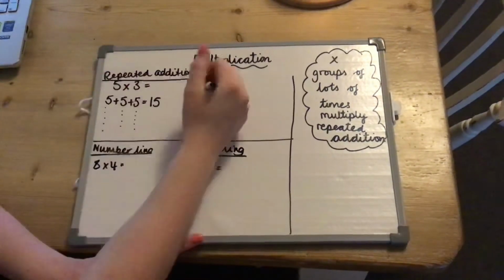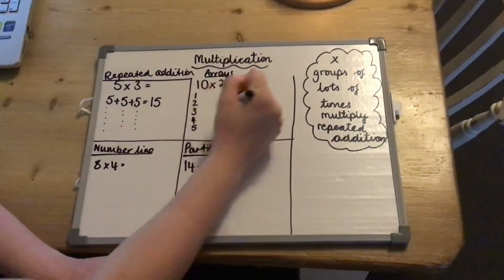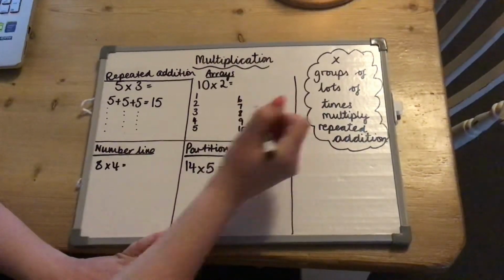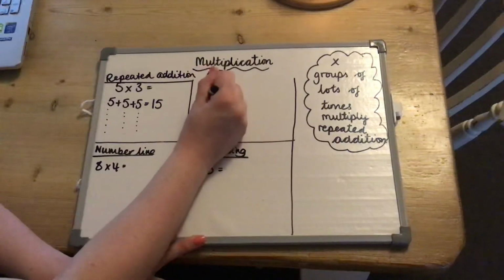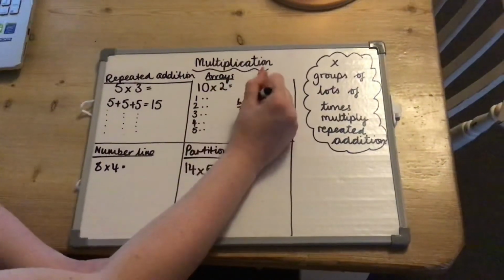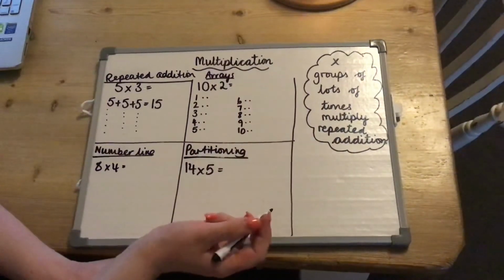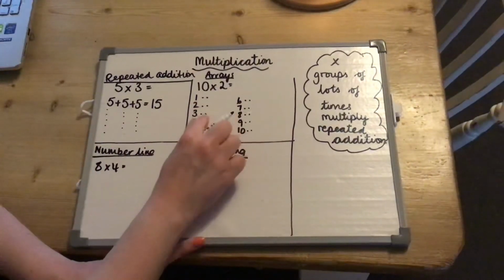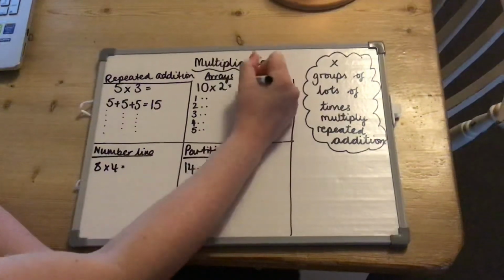So I'm going to just do 10 groups here. I'm going to label them so I know how many I've done. And in each group I'm going to put 2 little dots in every group here, all the way to 10. And you can count them all up together. If you know how to count in 2s, that's even better. 2, 4, 6, 8, 10, 12, 14, 16, 18, 20.